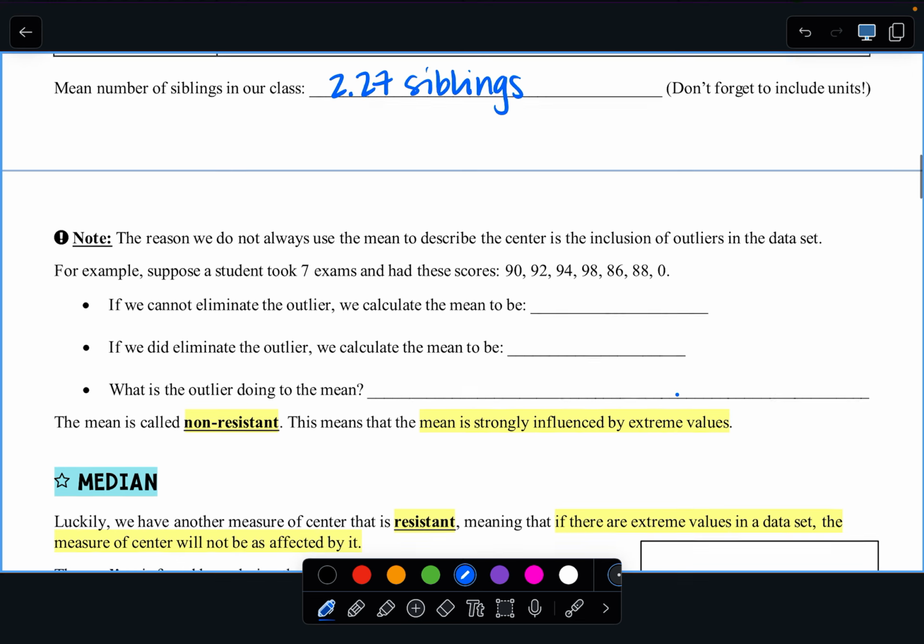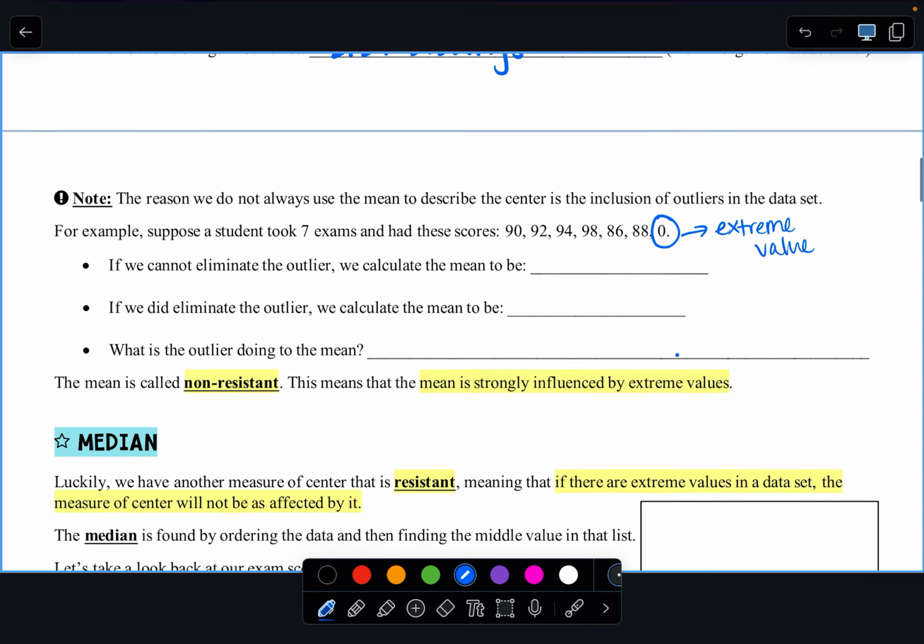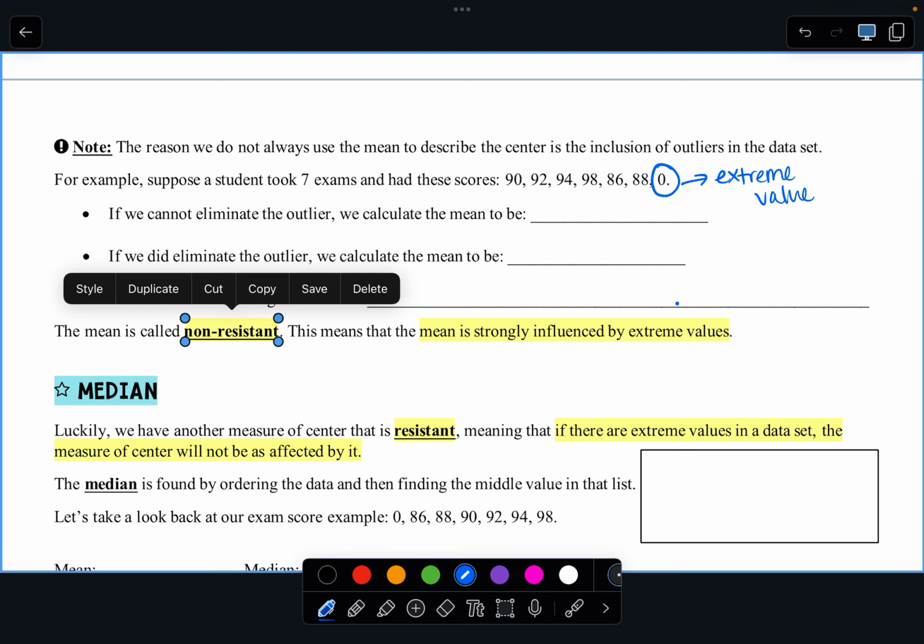Now to talk about why the mean is paired with symmetric data. I have a student who took 7 exams, and for the most part they scored between an 88 and a 98. And then one day they missed the test, they never made it up, and they have this 0, which we can consider an extreme value. We will eventually be able to talk about whether it is an outlier or not, but for now, we're just going to say it's extreme compared to the rest of the data.